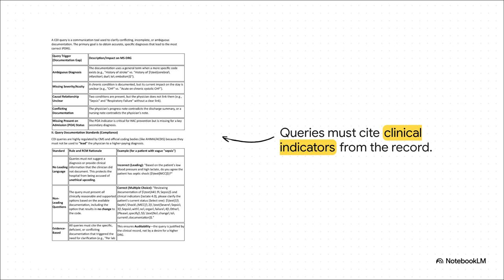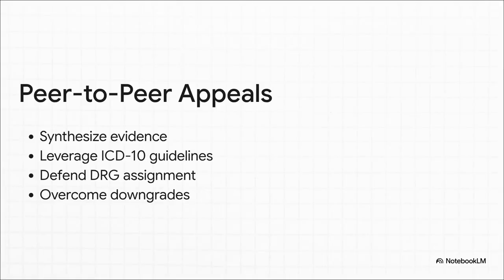And to piggyback on that, every single query must cite specific clinical indicators straight from the patient's record. You can't just ask for a sepsis diagnosis out of nowhere. You have to point directly to the elevated lactate, the positive blood cultures, the tachycardia, or the altered mental status. It has to be perfectly auditable. The query is justified by the clinical evidence, not just because you want a higher-paying DRG. This evidence becomes your best weapon for peer-to-peer appeals mastery.